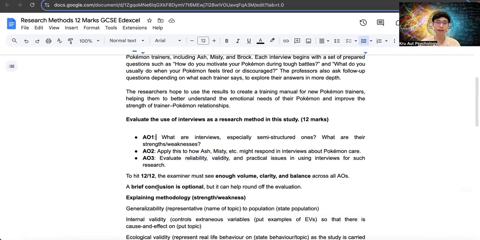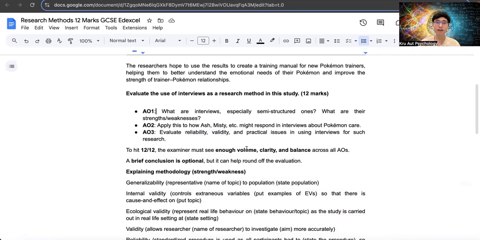So to not waste time, let's see. A 12 out of 12 mark must cover enough volume, clarity, and balance throughout each assessment objective, and conclusion. Some schools teach conclusion, but I'm going to say now it's optional. It's just helping you to round off that evaluation at the end to make the structure a bit more complete. But does it gain a mark? It doesn't. It's just useful to have it to make it flow. So that might be something that separates people who gain A star and high A star, or someone who had top in the world, or top in Thailand like me. Yeah, that sort of award.